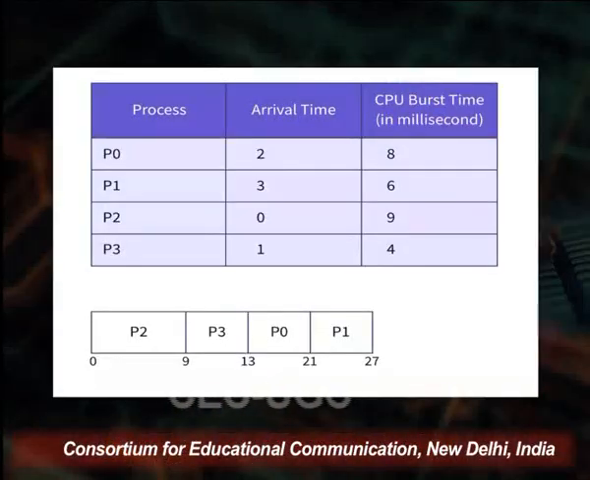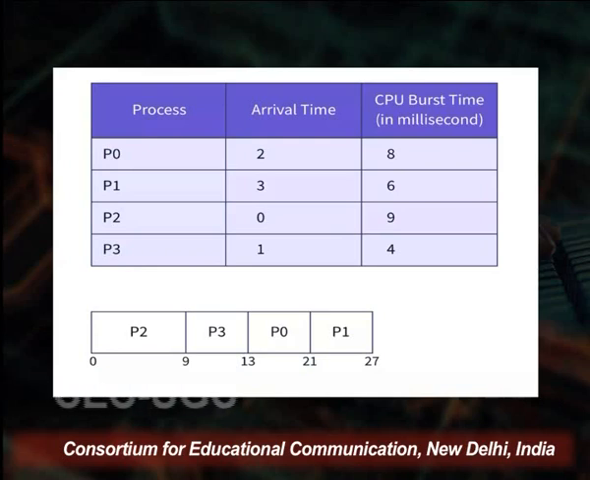To understand non-preemptive scheduling, here we have four processes named P0, P1, P2 and P3, and there is an arrival time. The arrival time is 2, 3, 0 and 1 respectively. And there is the CPU burst time, as we have seen in our previous lecture, the amount of CPU time they are looking for, given in milliseconds. Process P0 requires the CPU for 8 milliseconds, P1 for 6, P2 for 9, and P3 for 4.